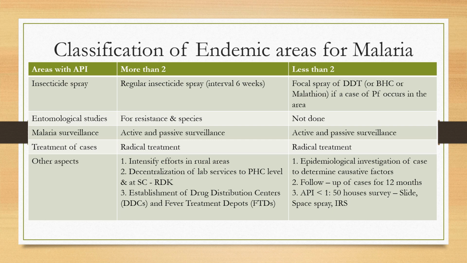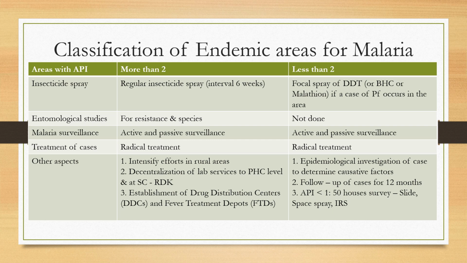So in malaria, we have classified the areas based on annual parasite incidence as high priority areas with API more than 2 and low priority areas with API less than 2. API more than 2 means occurrence of 2 or more cases of malaria in a particular area in 1 year. So if more than 2 cases of malaria are happening in a particular area in 1 year, that is our high priority area.